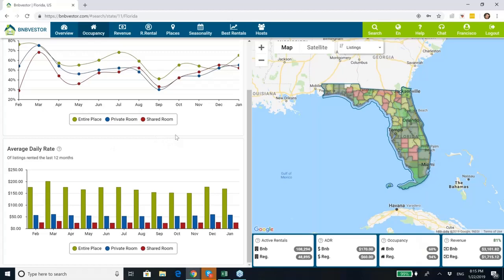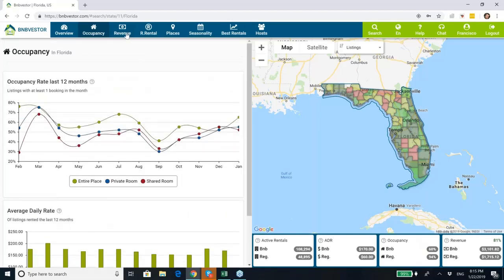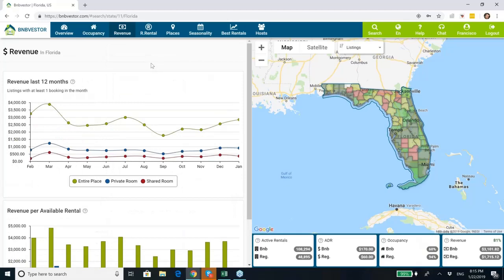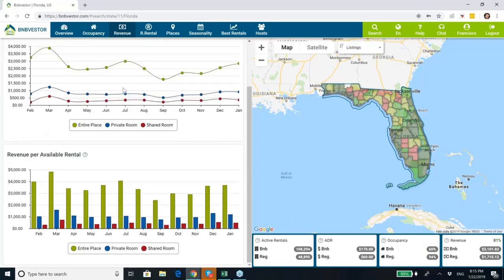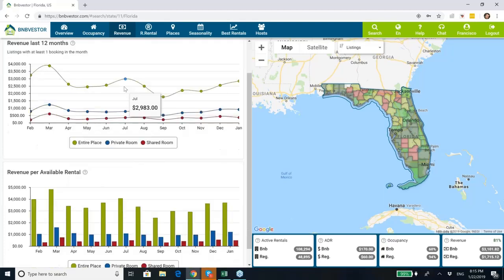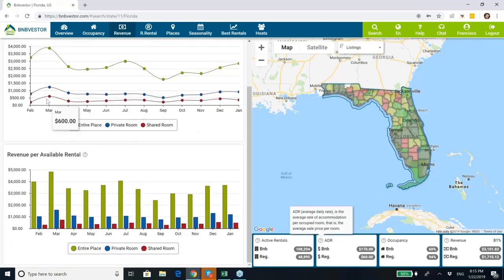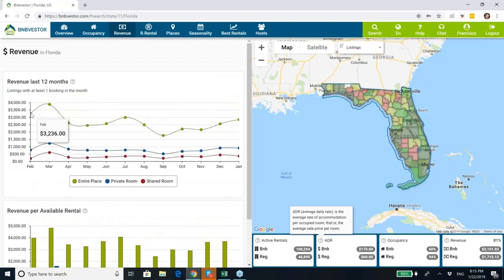Now, let's talk about revenue. Revenue, of course, is the occupancy rate and the average daily rate. It will give you the revenue. In this case, as you can see, the revenue of February is $326 and the revenue in March is 3,873. So those are very high revenues for the whole state of Florida.